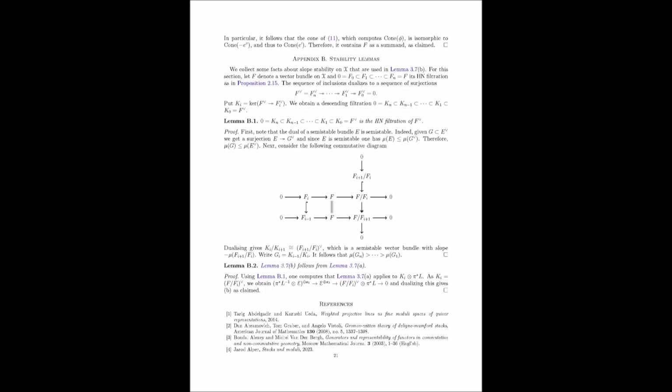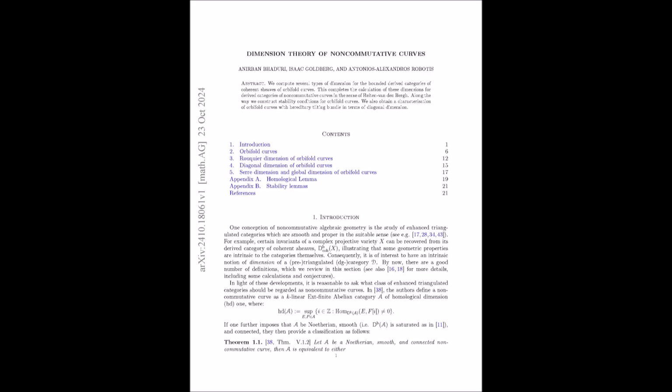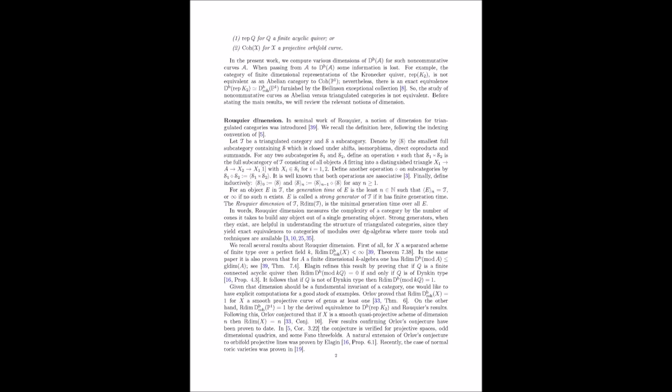Of course. Let's start with Rouquier dimension. What does it actually capture about a category? Imagine you have a set of building blocks, and you want to construct any object in your category. The Rouquier dimension tells you the minimum number of steps it takes to build any object, starting from a single generator object. A lower Rouquier dimension means the category is, in a sense, easier to construct. So it's like a measure of how efficiently you can build things in the category.